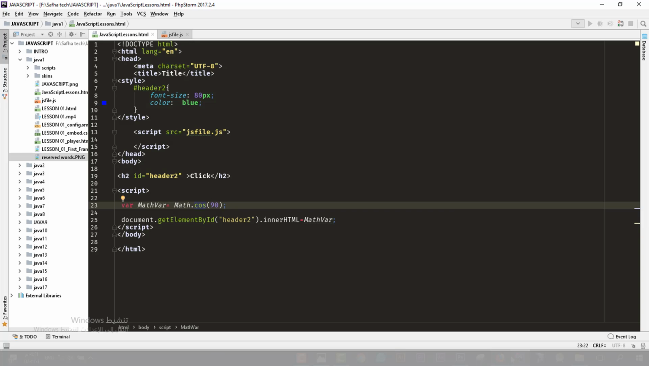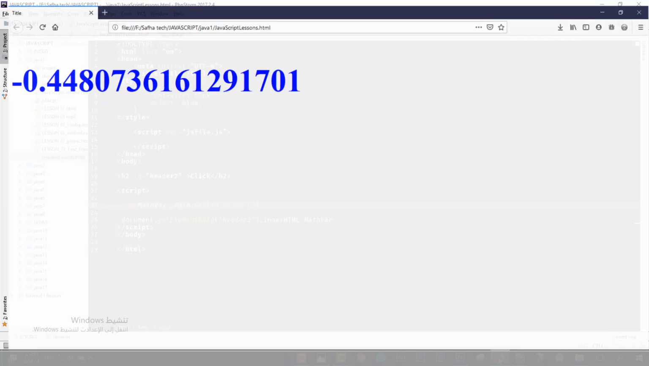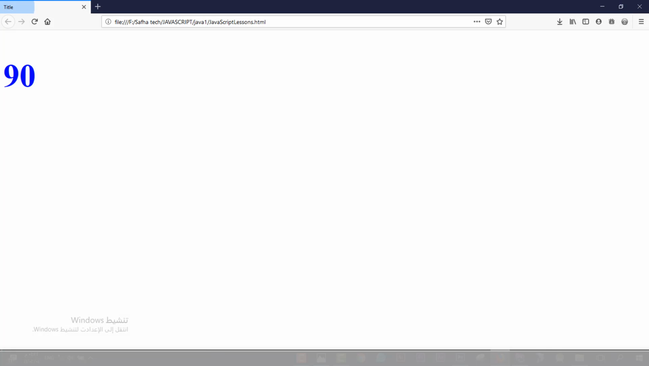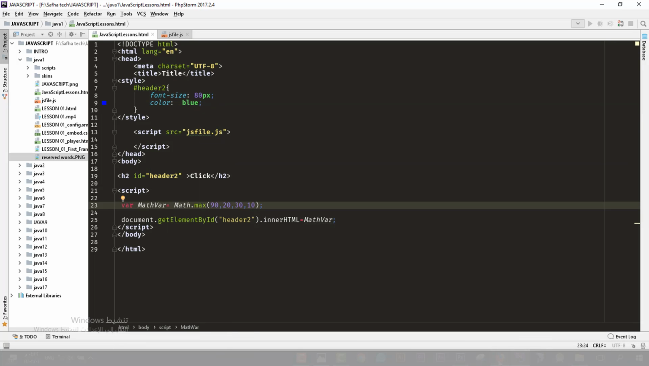Great. Also, in math we have min and max, which can be used to find the lowest or highest value in a list of values. For example, imagine I write min, then I write 90 and some values here, 20, 30, 10. Great. There are a lot of values, and I need the minimum number. Save it. It will return 10 because 10 is the minimum number. If we need the max number among these elements, we could say max. Okay, save it and refresh. It will return the maximum number we have there. Great.